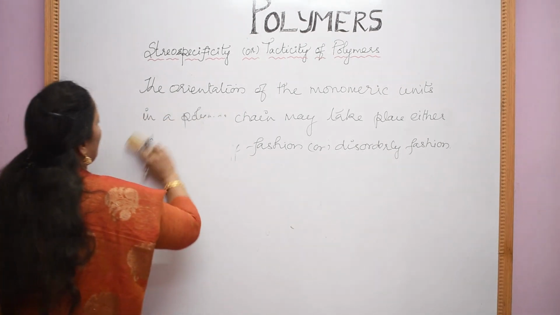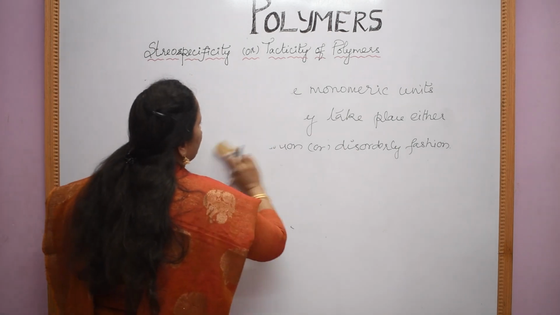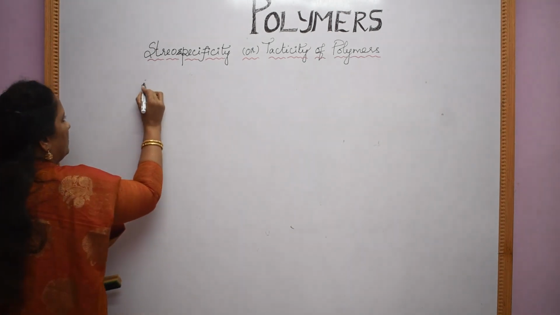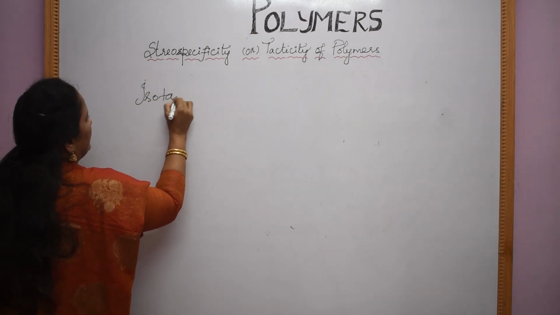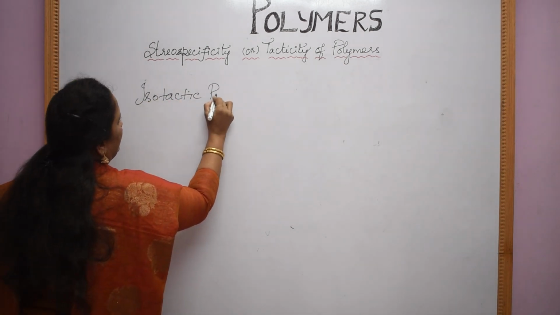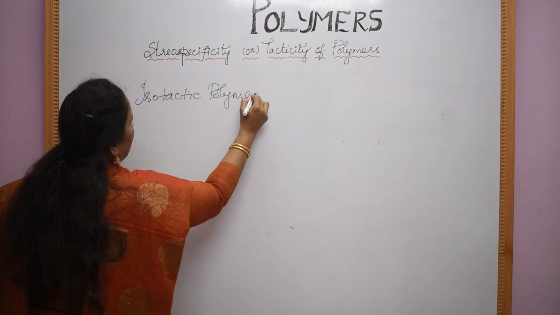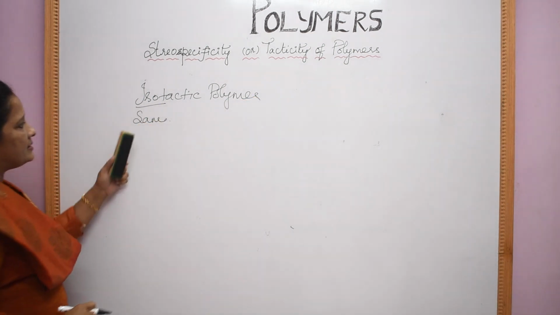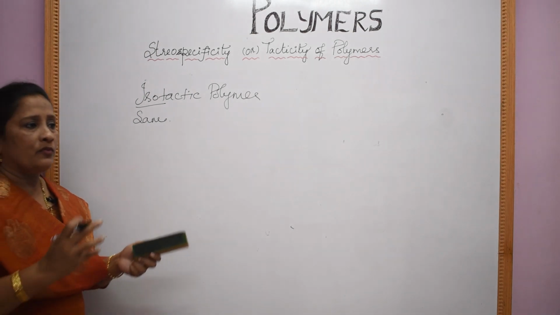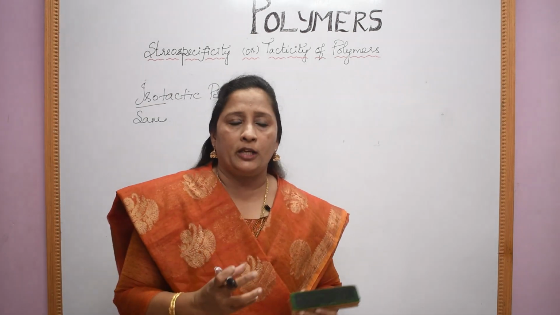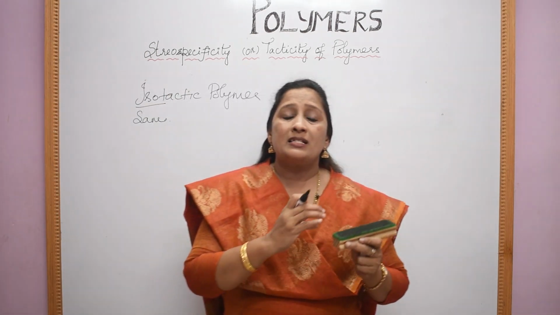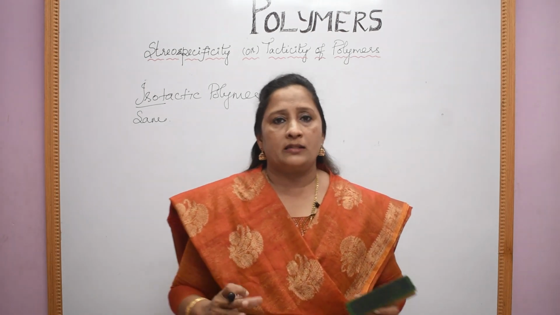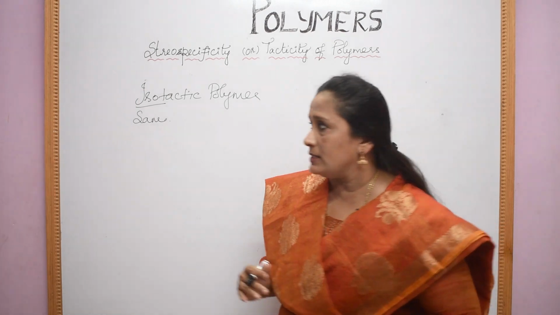So first let us know what is meant by isotactic polymer. Iso means same. So what is this isotactic polymer? If the functional groups of the monomeric unit lie on the same side of the polymer chain, we get an isotactic polymer. Let me repeat once again.